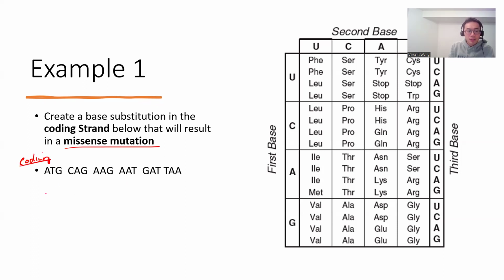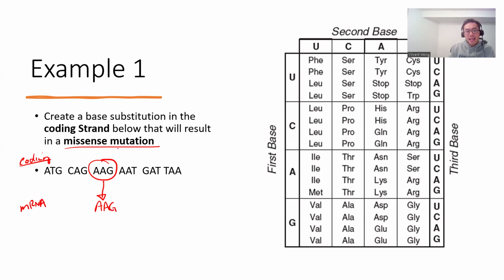So all I have to do is make a messenger RNA. You can choose any of them. Let's say I start with this one. This is AAG. So if this is coding, then the messenger RNA is also AAG, right?